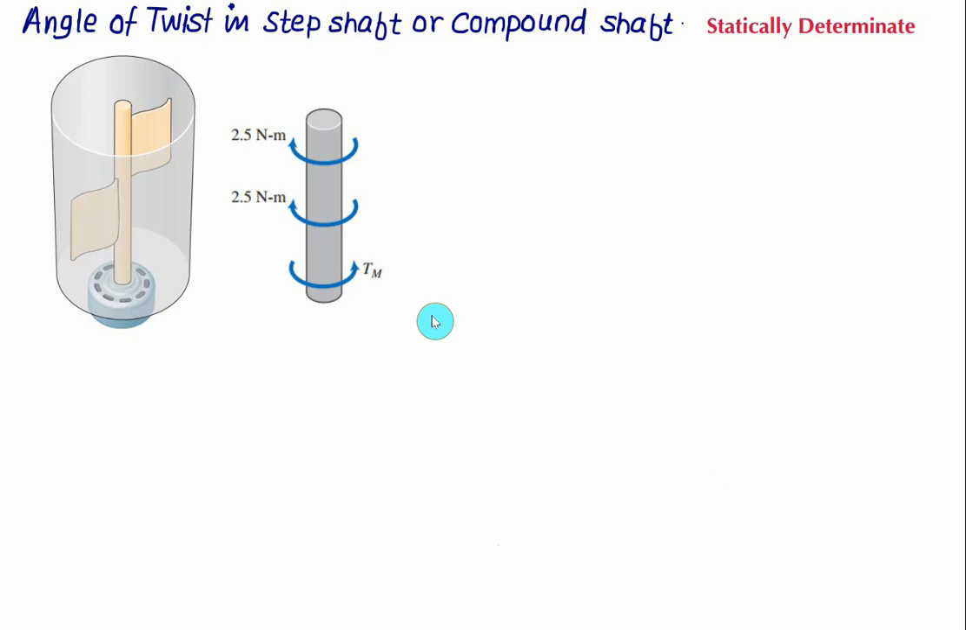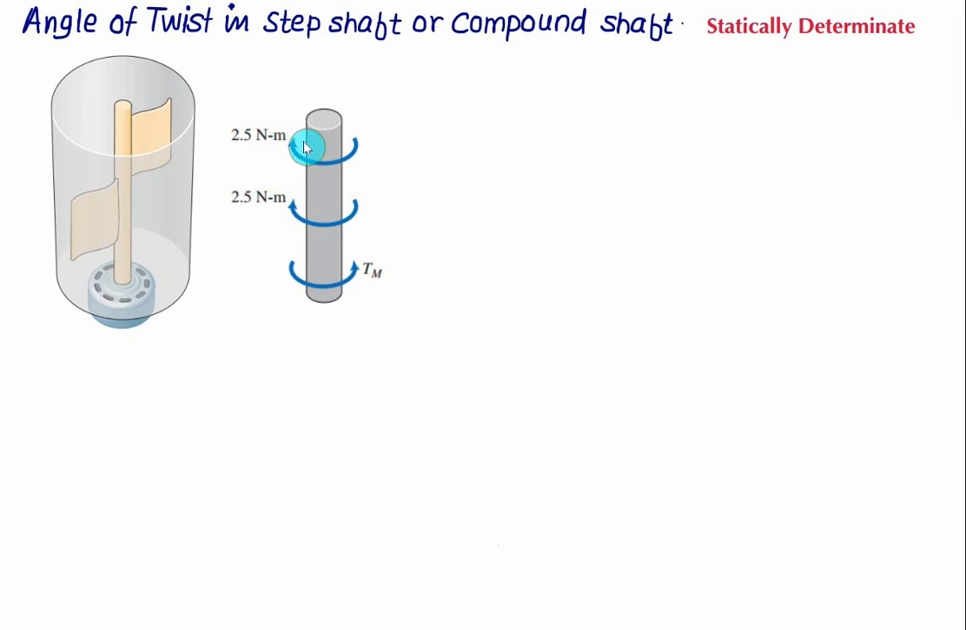A number of times we come across a situation in which a shaft is subjected to multiple torques. Here we have an electric motor, and this assembly shows an ice cream maker. It has a shaft with a pedal, pedal 1 and pedal 2, which is driven by the electric motor from the bottom. Due to the ice here, the torque developed on pedal 1 and pedal 2 is equal to 2.5 Newton meter and 2.5 Newton meter.